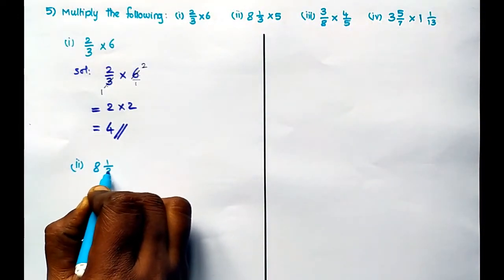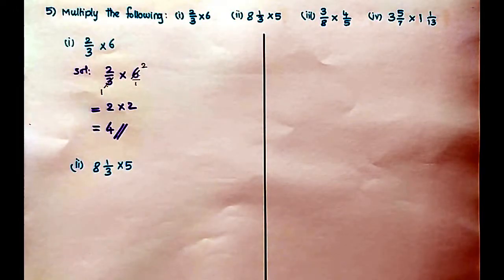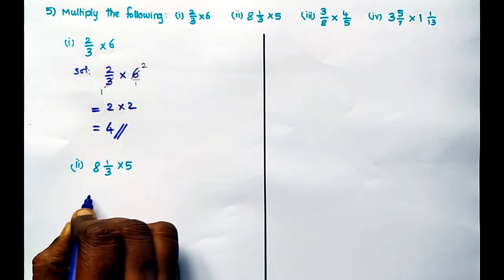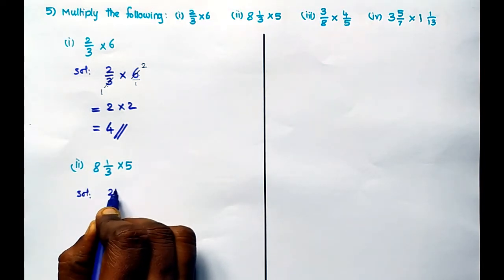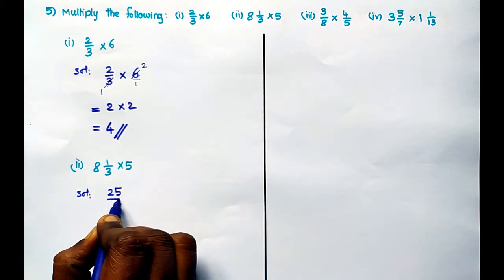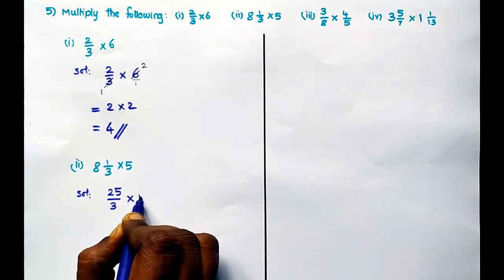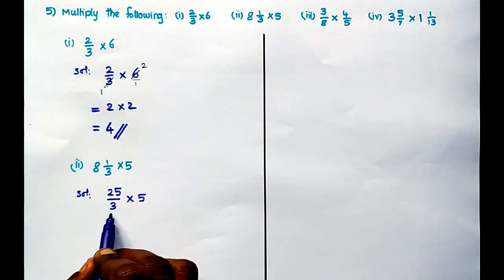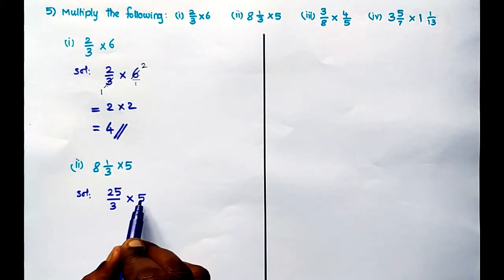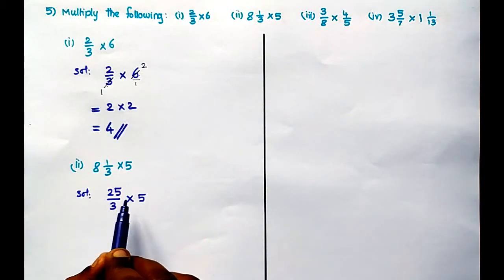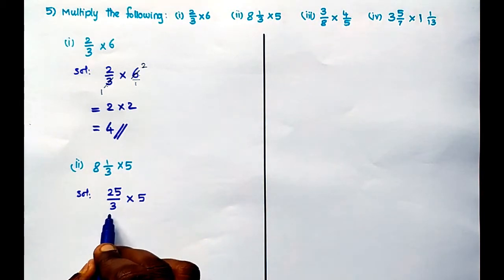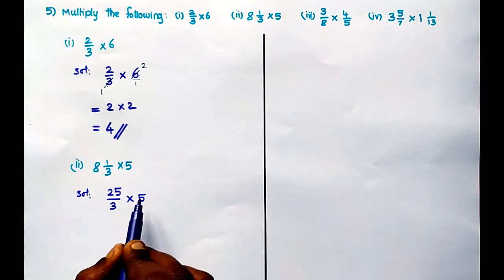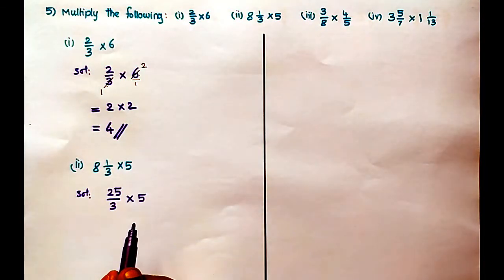8 1 by 3 into 5. First change into improper. 8 3s are 24 plus 1, 25 by 3 into 5. Listen, there is no cancellation, because 25 and 5 are in the numerator and in the denominator 3 is there. So that is not possible, which means we have to multiply the numerator with numerator and denominator with denominator.